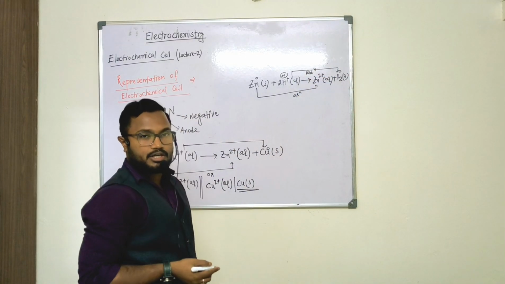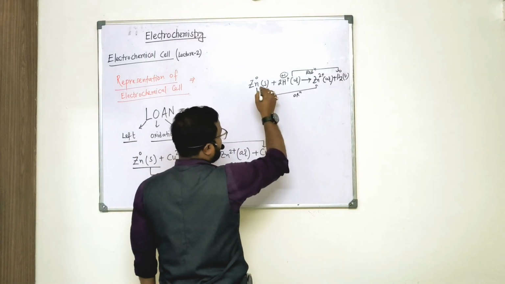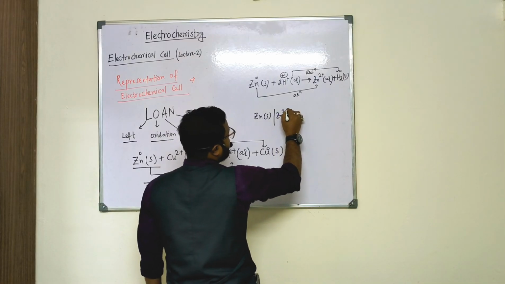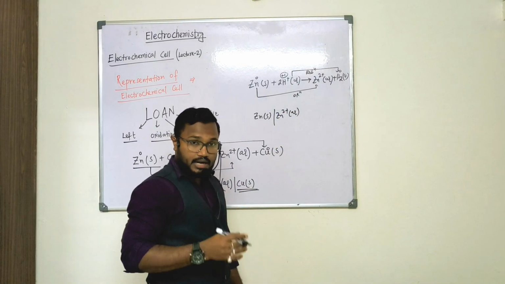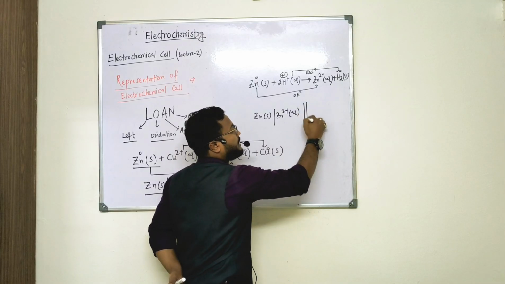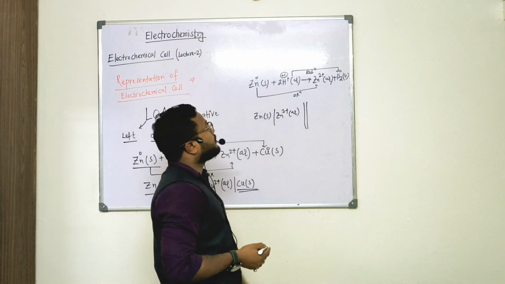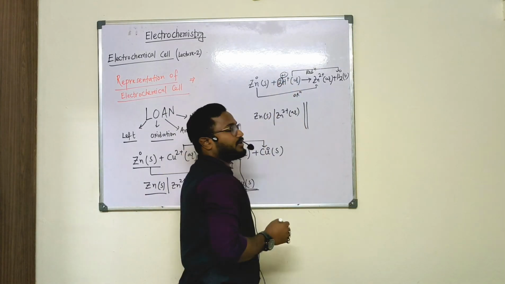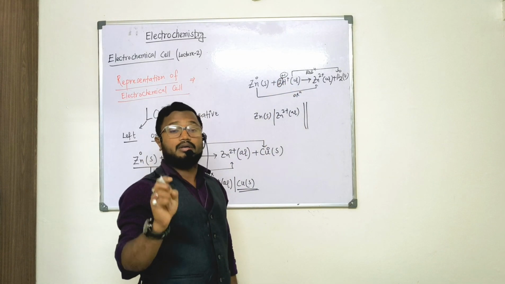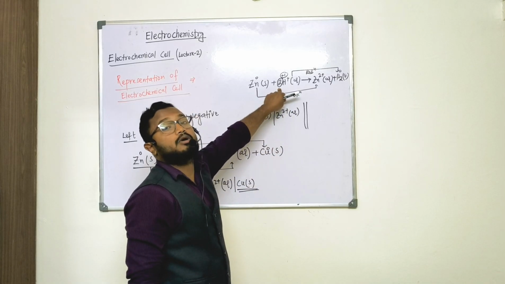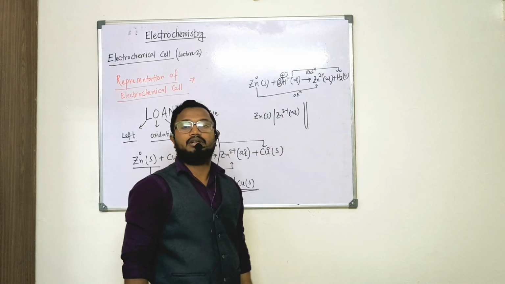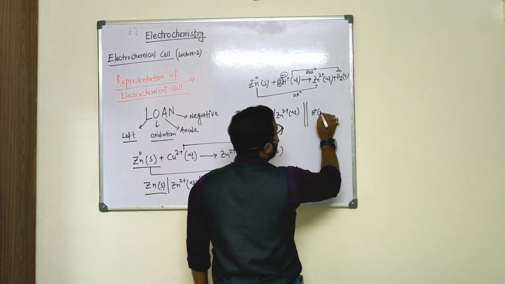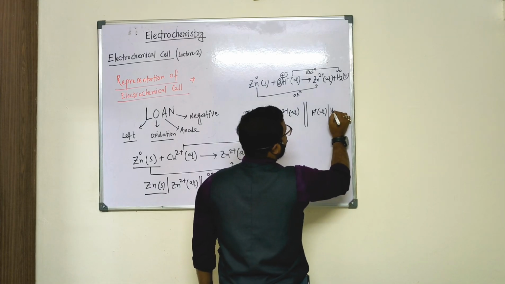How can the cell representation be done? In this case we will write zinc solid on the left side transferring to Zn2+ aqueous on the right side. Now we divide them by a salt bridge. Then we write H+ to H2. Keep in mind that although 2H+ was written, we never write any stoichiometric coefficient while representing the cell. So I will write H+ aqueous transferring to H2 gas.